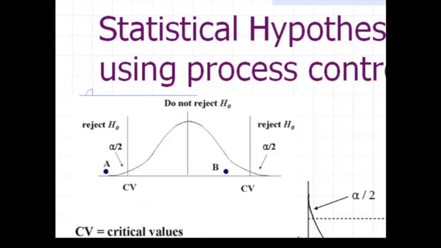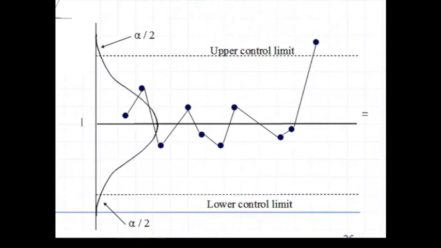So in process control, how can it be utilized? Just draw the same distribution like this, but now you draw it vertically. So rotate it by 90 degrees, then you can draw this curve, and similarly, based on the alpha error, you can set up two critical values. But now change the terms. Instead of critical values, we use the term control limits. So you can set the upper control limit here and the lower control limit here.